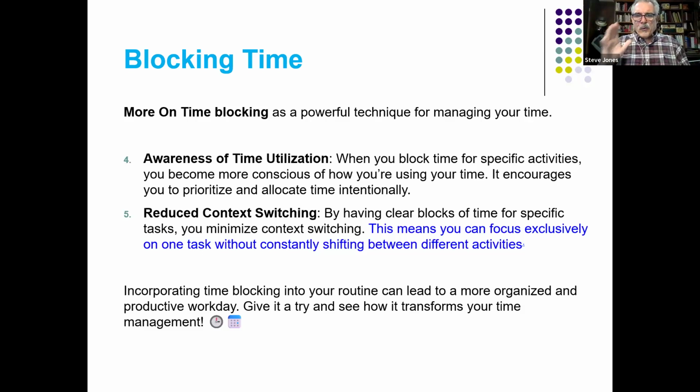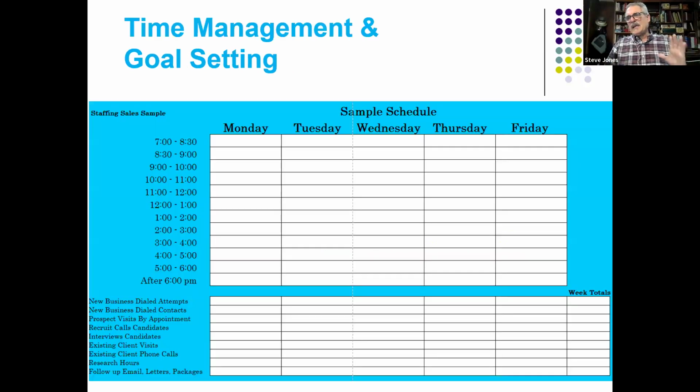So by incorporating this time blocking in your schedule, you're going to see incredible productivity. And you can do it by using your Outlook calendar. You can use your Google Calendar. You can use the calendar that's embedded in your ATS and your critical mission software inside your business. You can build a form. Doesn't matter.